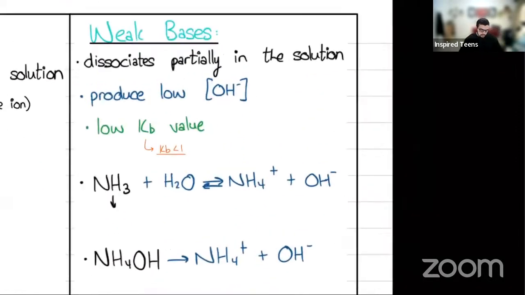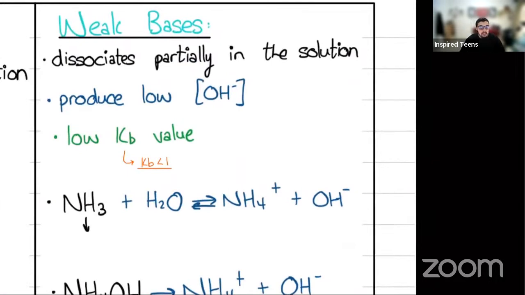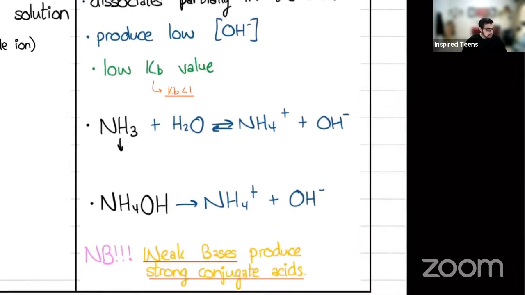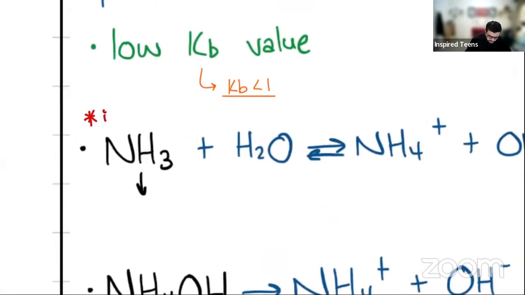So let's have a look at weak bases. Again, they dissociate partially, produce a low concentration of hydroxide ions, and have a low Kb value, less than 1. We can show some weak bases and their dissociations. Actually, there's a bit of an exception. There's an exception for NH3. Why? Because NH3 actually ionizes. So this is a bit of an exception.